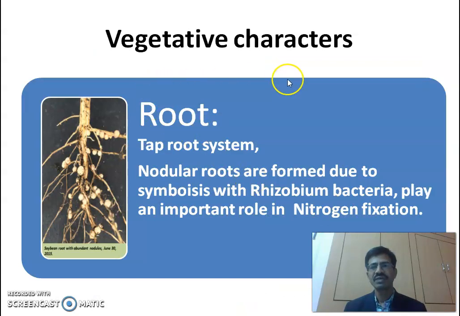And vegetative characters: root is taproot system, and one of the characteristic features of the Fabaceae family is the presence of the nodular roots. Due to the symbiosis with the rhizobium bacteria, they form the root nodules. It plays an important role in nitrogen fixation. So these Fabaceae plants or crops are used as mixed crops, and also in crop rotation.